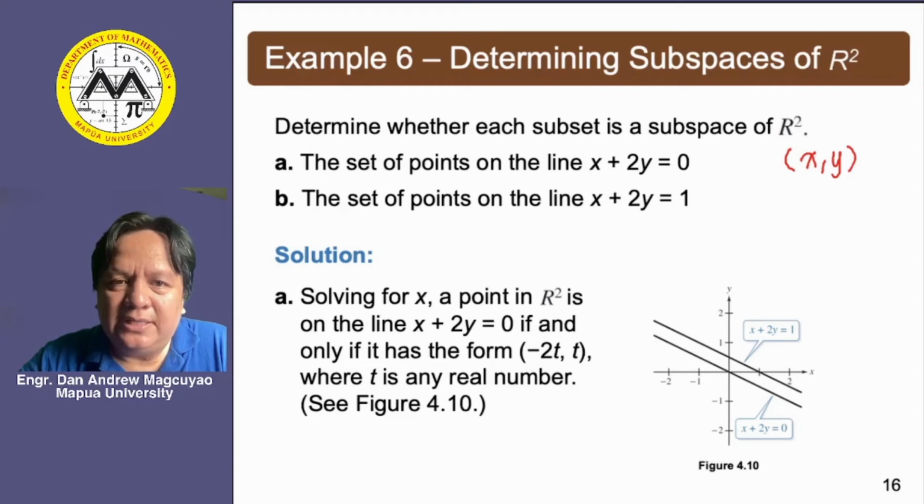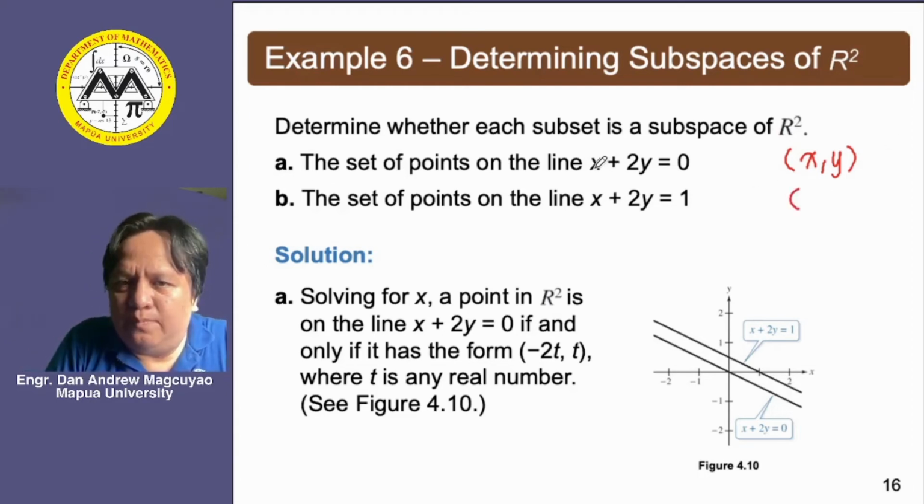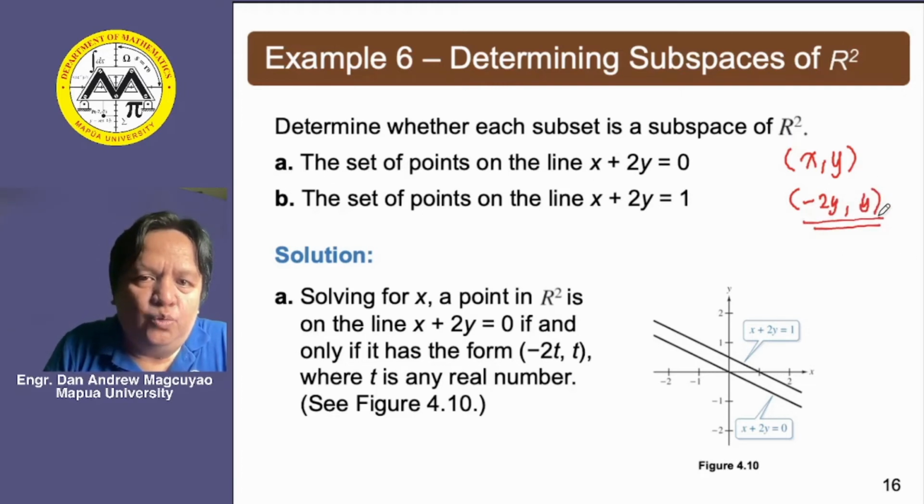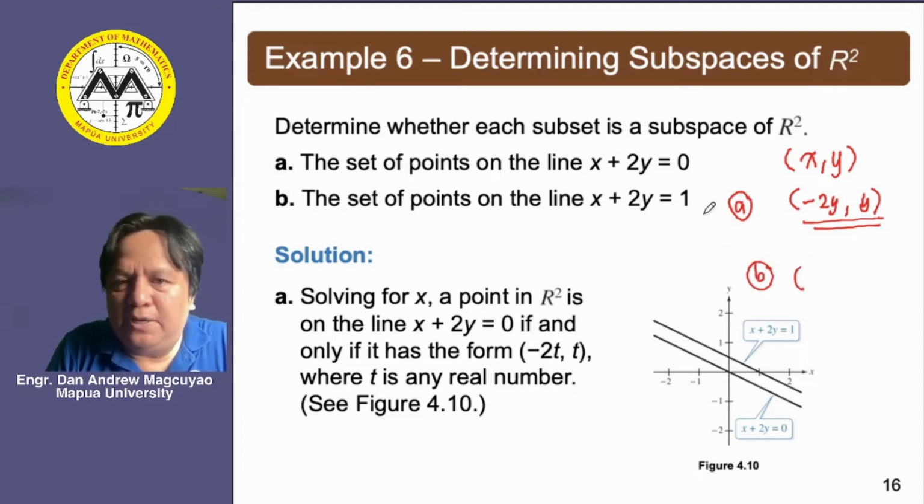So let us consider the set of points on the line x plus 2y is equal to 0. We can have x equal to negative 2y and y equal to y. So this is your vector, negative 2y, y. This is for letter A. For letter B, x plus 2y is equal to 1. So we can have x equal to negative 2y plus 1, and for the second component, it is y.